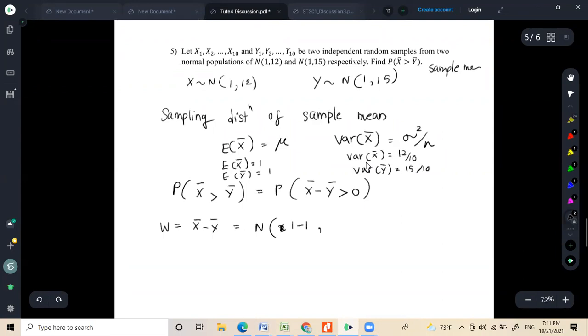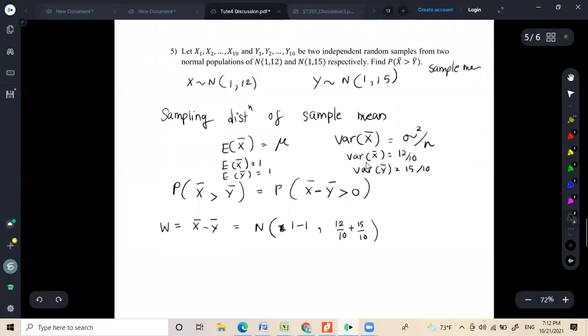So when you take the difference of x bar and y bar, when it comes to the variance, whether it is subtraction or addition, you add the variances all the time. So you have to add the variances of x bar and y bar. That will be 12 over 10 plus 15 over 10. Although it is x bar minus y bar, when you find the variance of x bar minus y bar, you always add. If it is plus, still you add. If it is negative, still you add. Don't do minus with the variance, because this minus will come with the covariance. When it is independent, the covariance term is 0, so you don't have to worry.